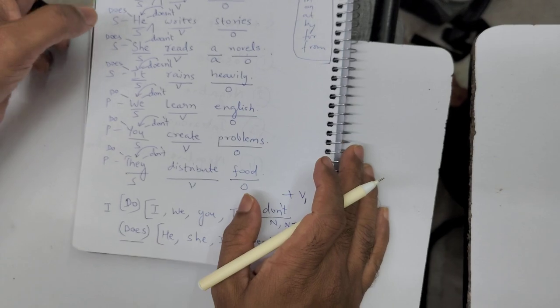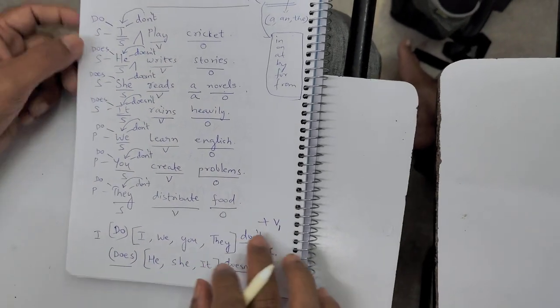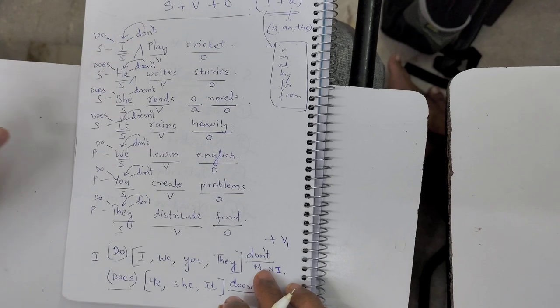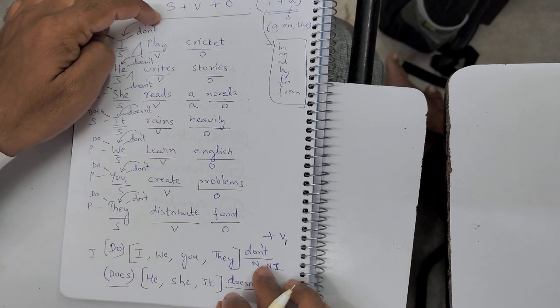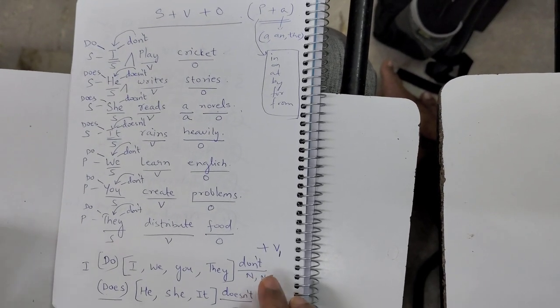So tomorrow I'll write some examples on the board, only positive sentences. You have to tell me the negative, interrogative and negative interrogative. First you should identify whether it is the first formula, second formula or third formula. Then you have to give the answer. Okay. Now you can stop the recording.